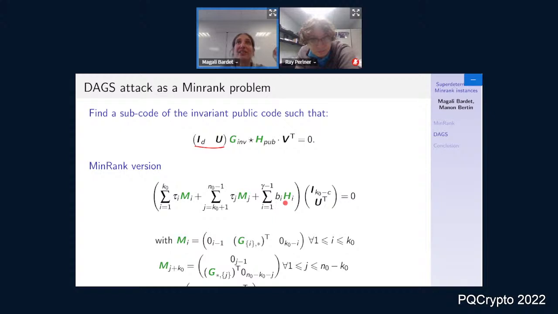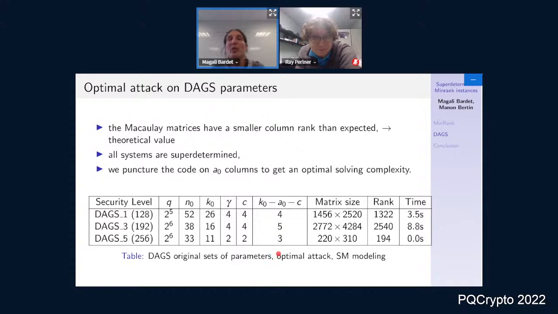But I'm already finished. Just to show you, we know exactly the shape of the matrices. So we can predict the rank of the matrices. And they have a smaller column rank than expected. So we can compute the rank and then compute theoretically the number of columns on which to puncture the code to have a superdetermined instance and to be able to solve the system. And in this case, we reduce all the problems to matrices of very small size, and it takes a few seconds to solve.